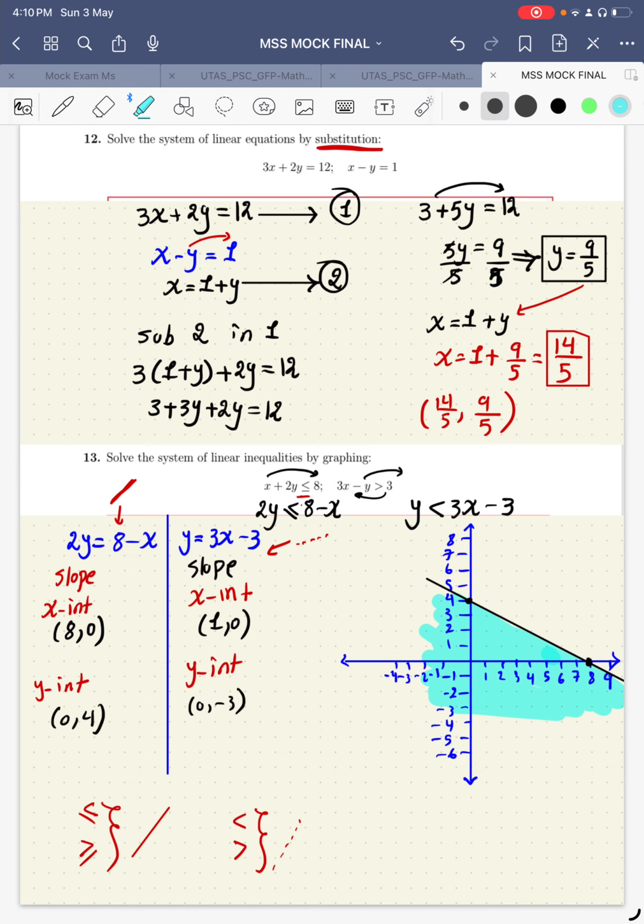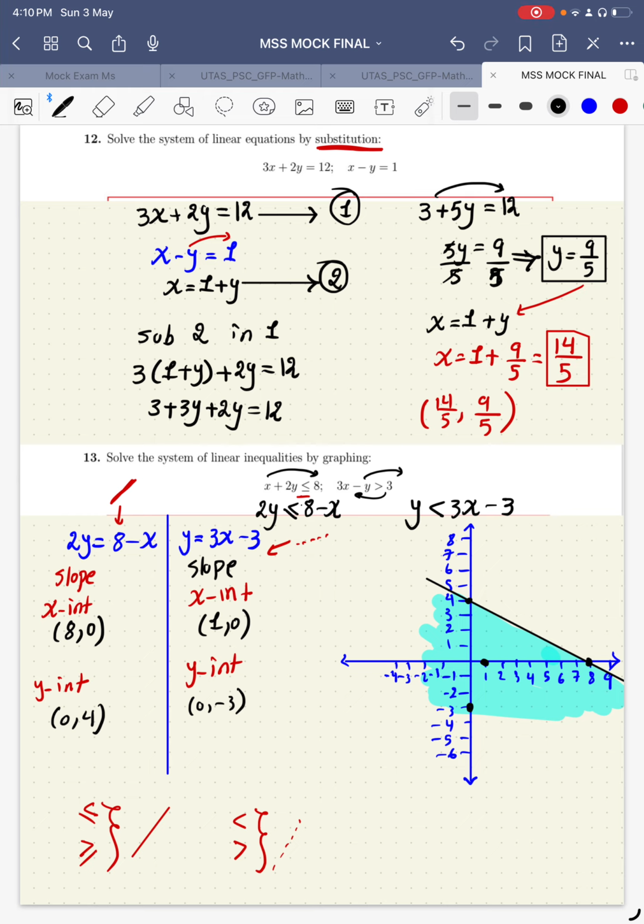Okay. Now let's go to the second line. In my second line, I'm gonna have the x-intercept to be 1 and 0. So that's gonna be my x-intercept. And the y-intercept gonna be minus 3. So that's gonna be my minus 3. 0 and minus 3. I'm gonna have a dotted line again.